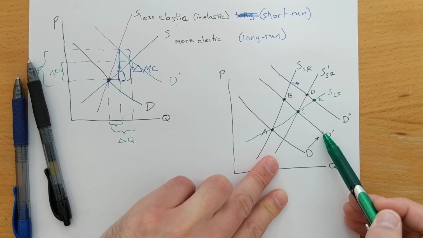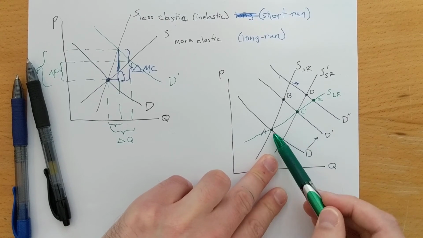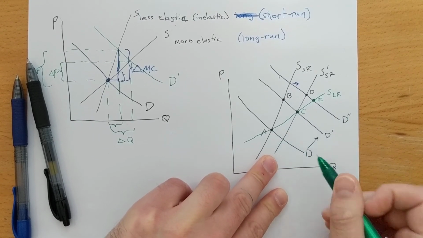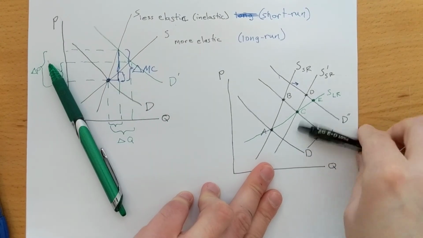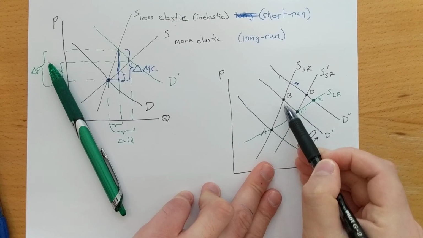So if we just shift up demand and there's some shock to demand and then it comes back down, we don't ever get this move to the long run. We just move up here and then move back. So if we go like this and then back, we'd go from A to B and back to A.